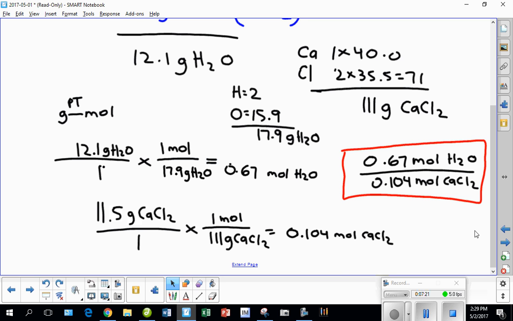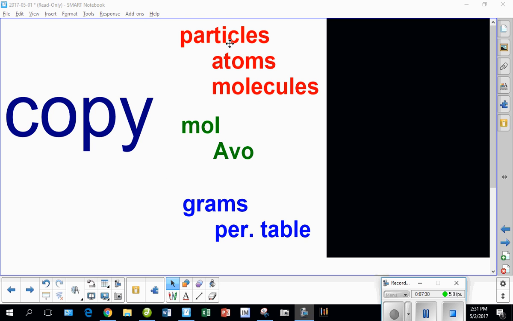And we don't have the actual number for that, but you could work that out in your calculator very easily. Particles can only be atoms and molecules, I'm sorry. And then moles always deal with AVO, if you're on the AVO side of the big picture.